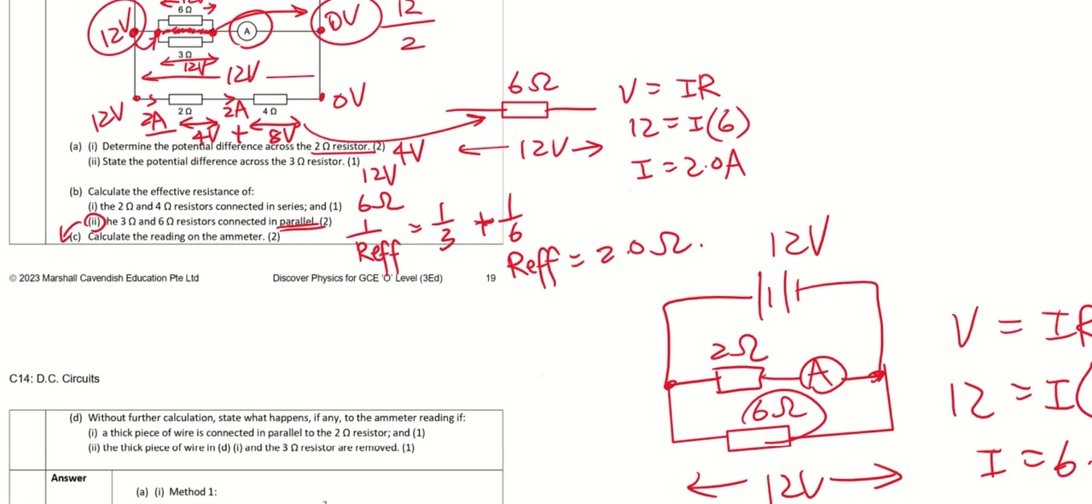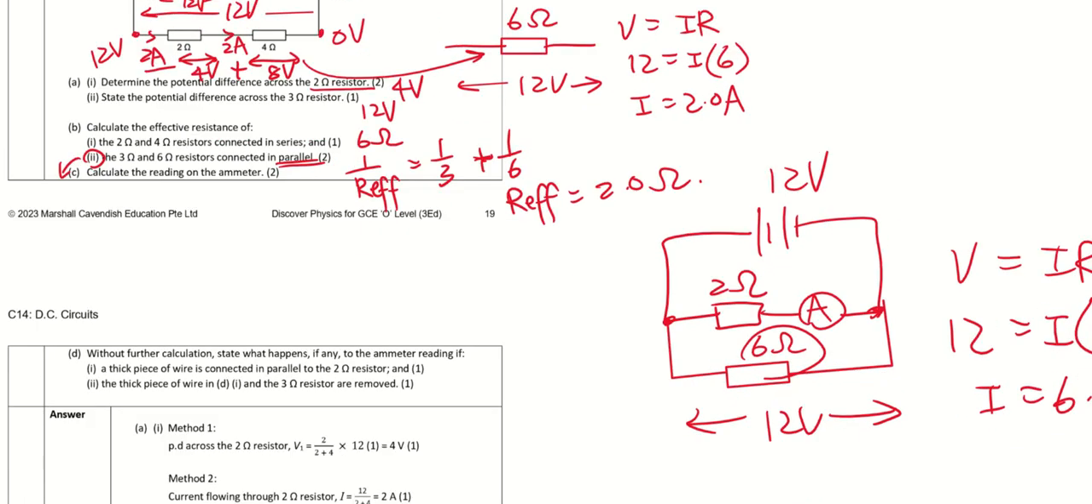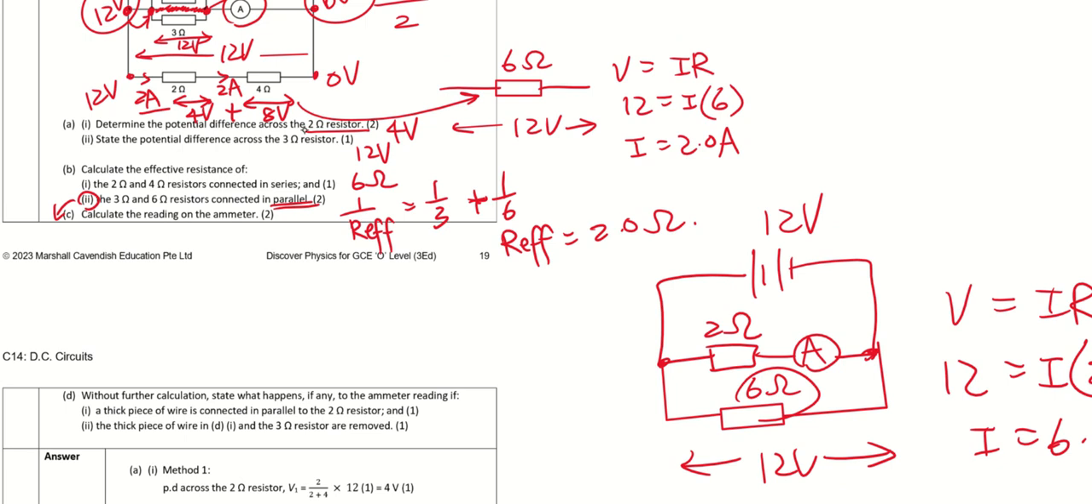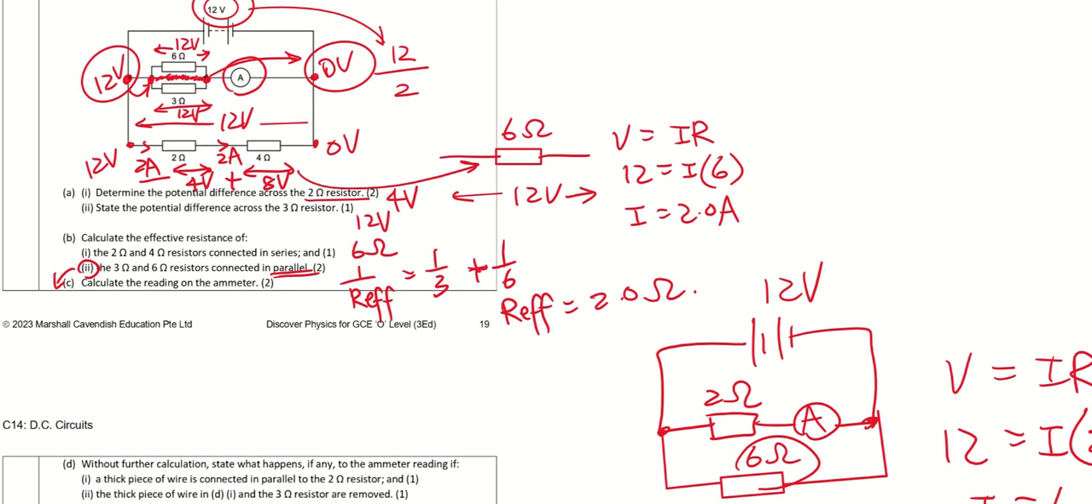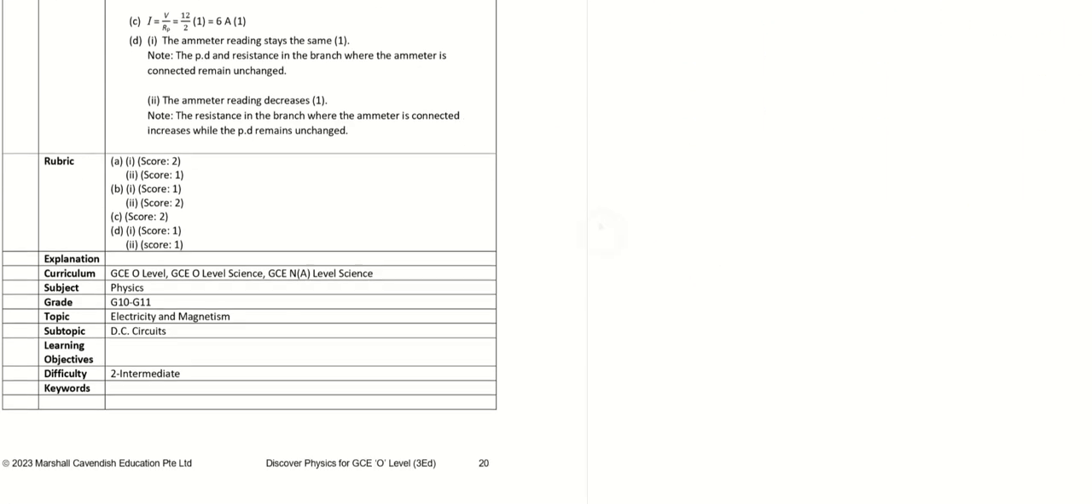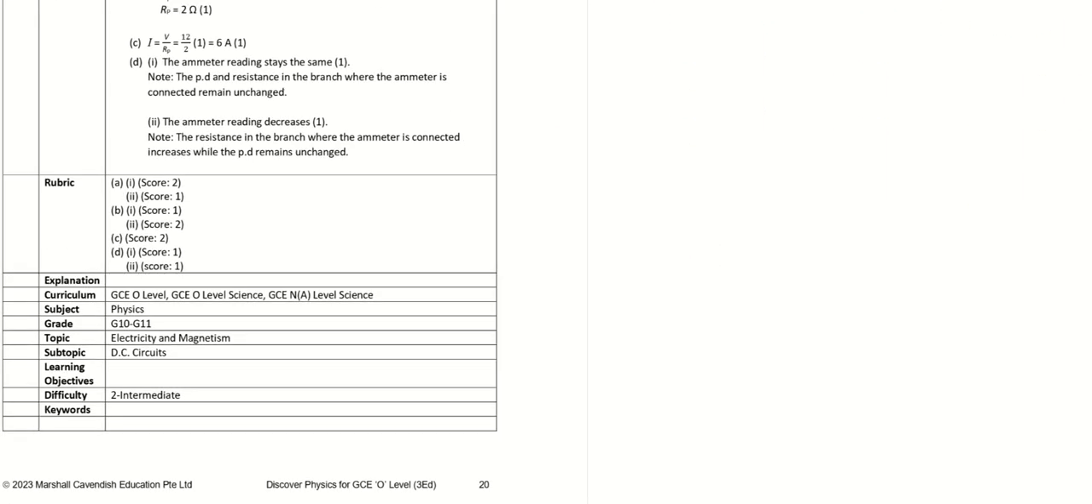Without further calculation, state what happens, if any, to the ammeter reading if a thick piece of wire is connected in parallel to the 2 ohm resistor. That means I have, it's getting messy, now I have a thick piece of wire. So with this wire, it will actually mean that there is a short circuit.